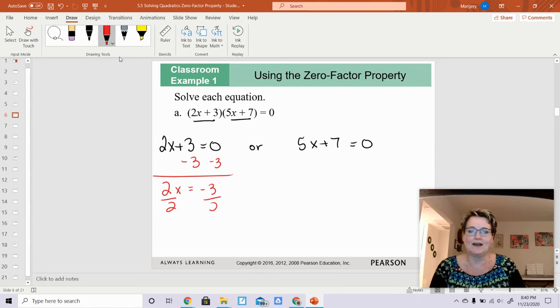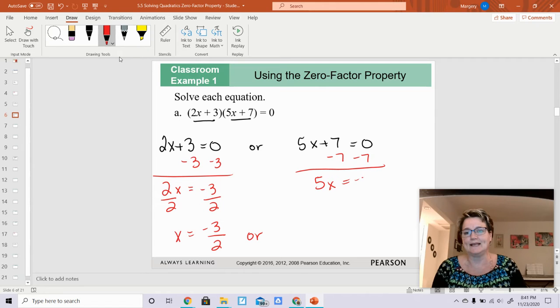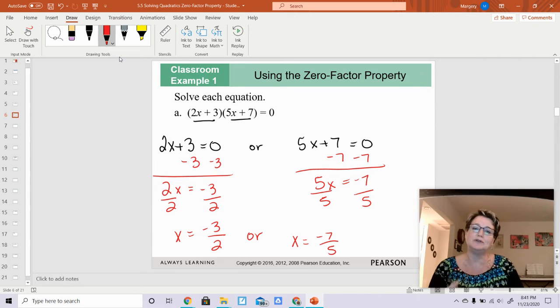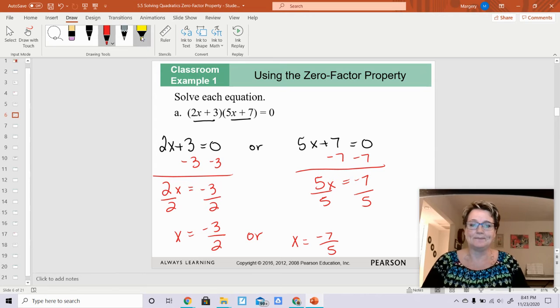Okay? So I'm going to divide both sides by 2. So one of my answers is going to be negative 3/2. Or, once again over here, I'm going to minus 7 from both sides, and I get negative 7. Then I'm going to divide by 5, because remember, your goal is to get x by itself. So these are your two solutions. When you plug in negative 3/2 into these equations, one of these will go to 0. When you plug in negative 7/5 into this one, one of them is going to go to 0. Anytime you multiply something by 0, you get 0. So that's our whole point.